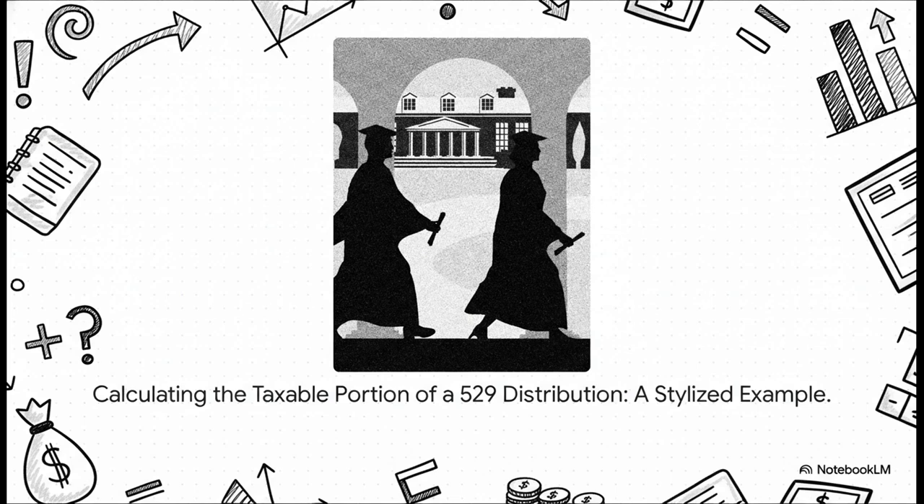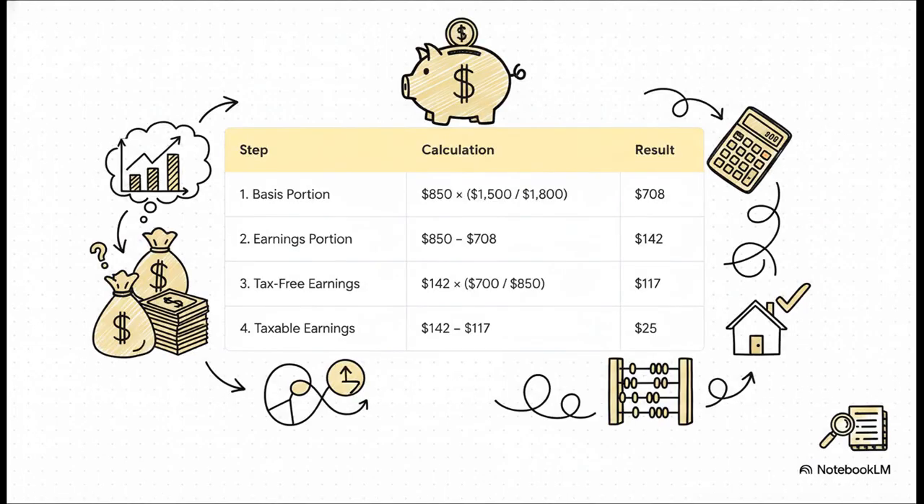A formula is one thing, but let's actually make this real. We're going to walk through a concrete example right out of Publication 970 so you can see exactly how these numbers work together in the real world. Okay, let's just follow the math. In this example from the IRS, someone took out $850. Step 1 tells us that $708 of that was their basis coming back to them. Step 2 isolates the earnings at $142.